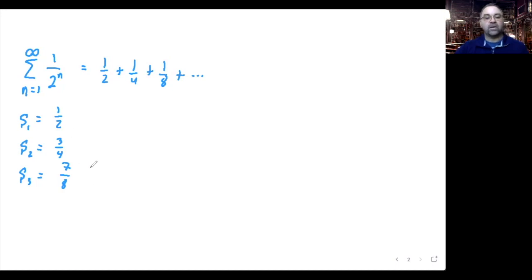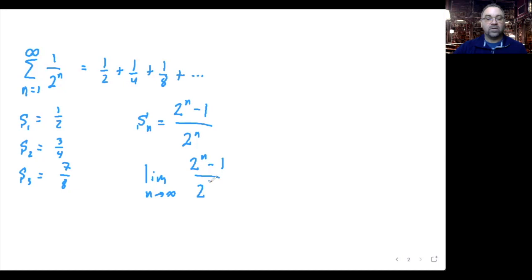And so are you starting to see a pattern emerge, right? We have 1, 3, 7 over, and then we have 2, 4, 8, right? So what is S sub n look like in this particular series? Well, the numerator, you got it, it's 2 to the nth power minus 1, and the denominator is just 2 to the nth power. Okay, so now the question is, does that converge? Well, just like in the last thing, let's think about what is the limit as n approaches infinity of (2^n minus 1) over 2^n.